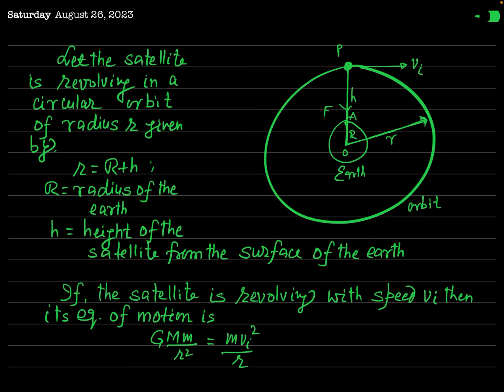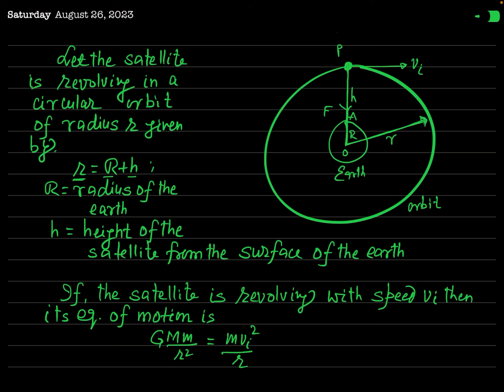So in this condition you can say that the radius of the orbit, that is small r, is equal to capital R plus h. You can see the figure. Okay, where capital R is the radius of the earth and h is the height of the satellite from the surface of the earth. Okay. Now since the satellite is revolving in this circular orbit, and you know for circular motion a centripetal force is required, because the centripetal force acting on the body provides its circular motion.